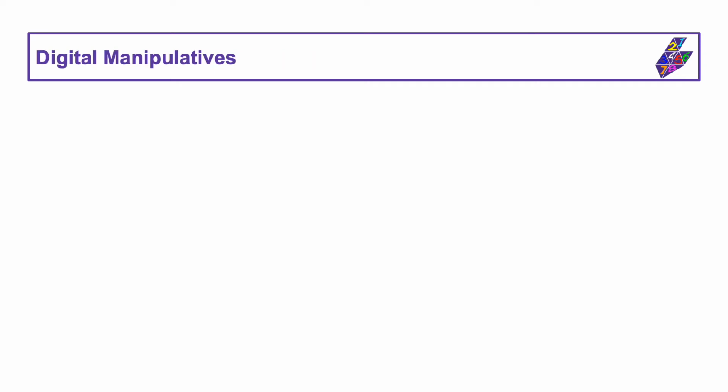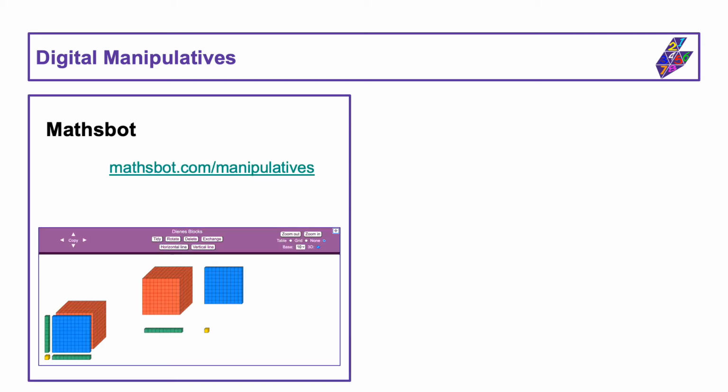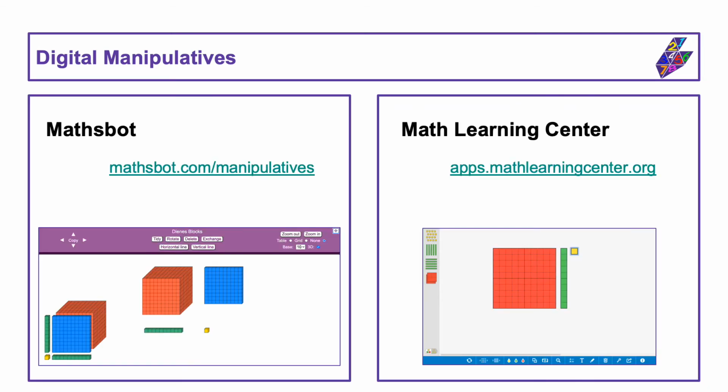Ideally, you'll use the physical materials to explore the relationships, but if these are not available, you could explore them using digital manipulatives on either mathspot.com or on the Math Learning Centre.